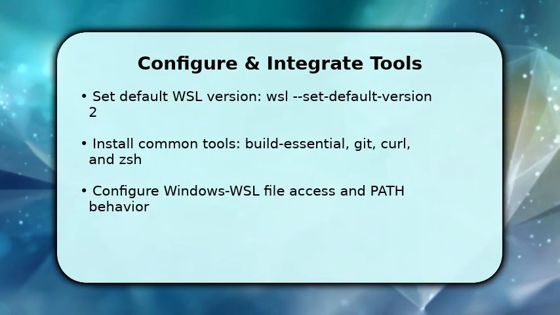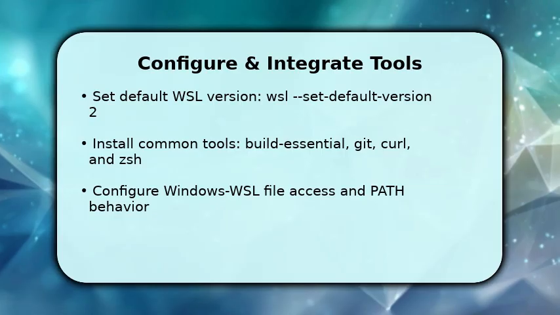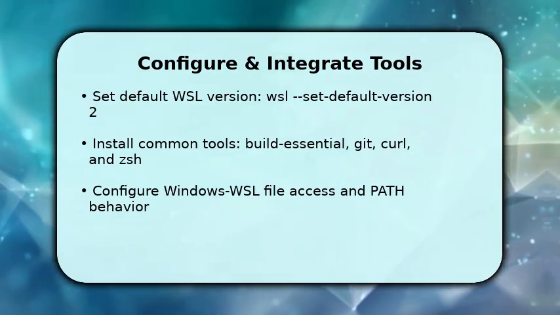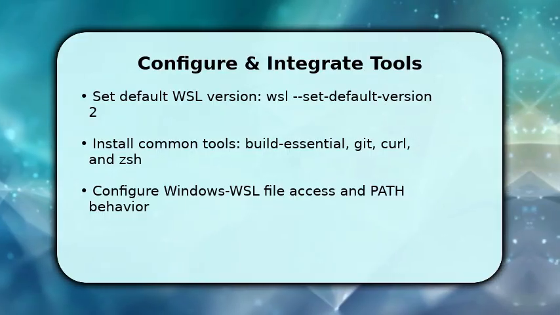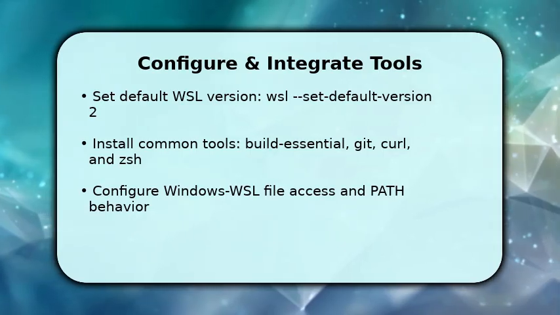First, set the default with wsl --set-default-version 2 so new distros use the faster WSL 2 VM. Then install essentials like sudo apt install -y build-essential git curl zsh to compile code and manage repos.